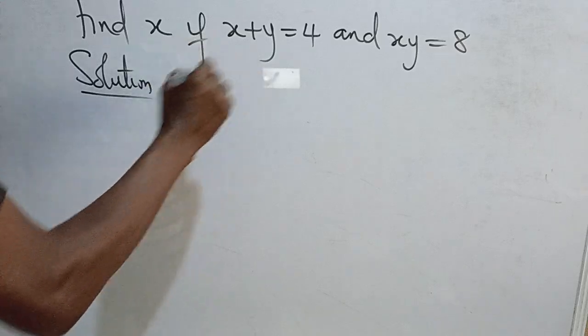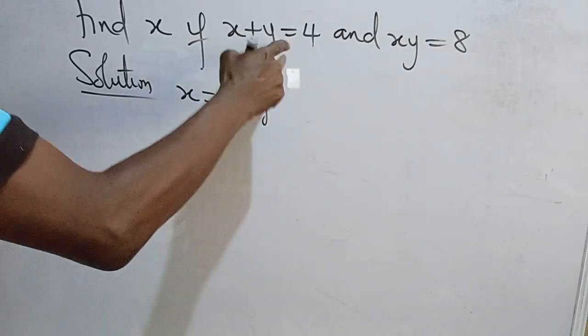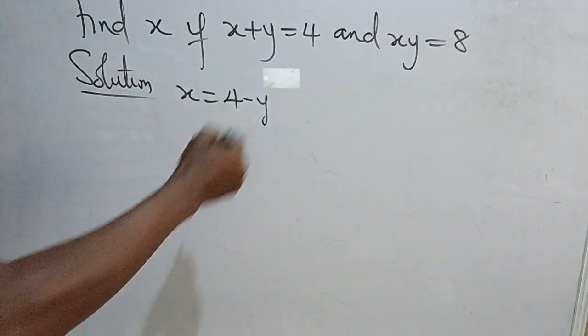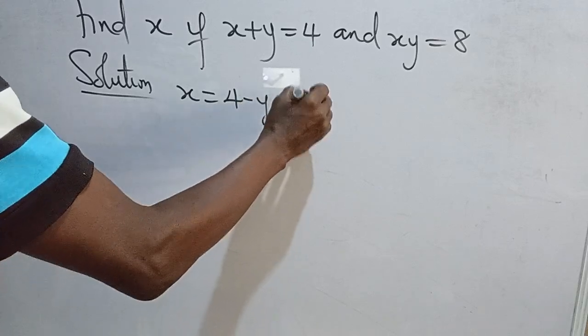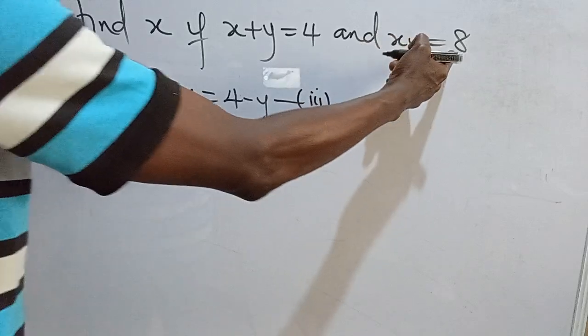So we're going to have what? x will be equal to 4 minus y. That is from here, okay? So by the time we say x equals 4 minus y, we can call that equation 3, where we have equation 1 and equation 2.